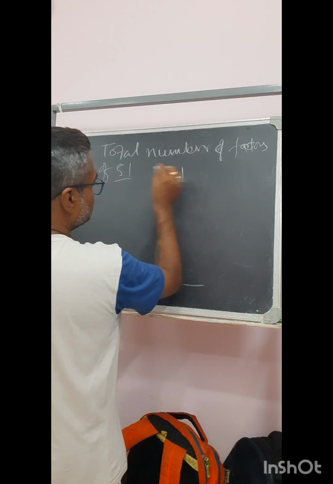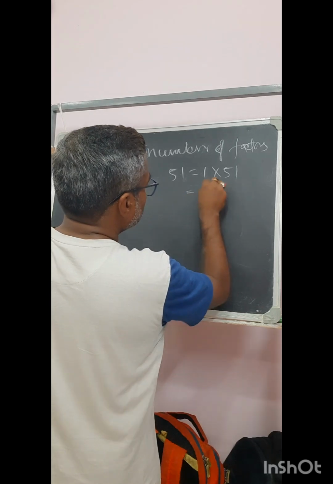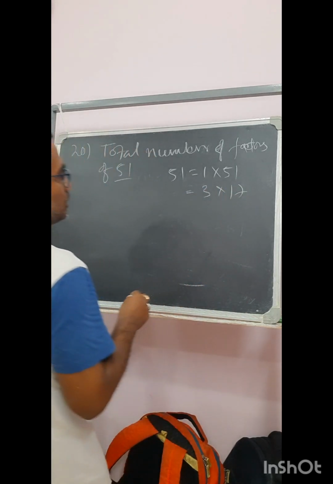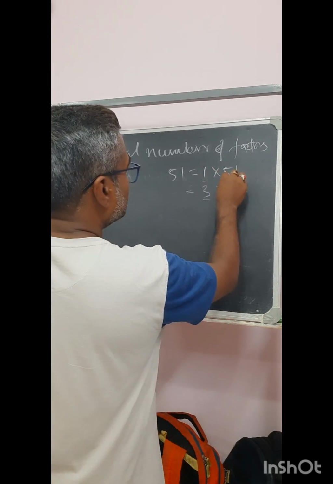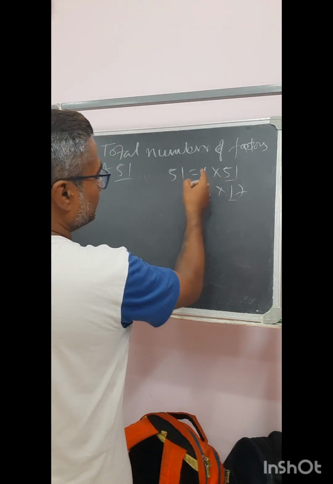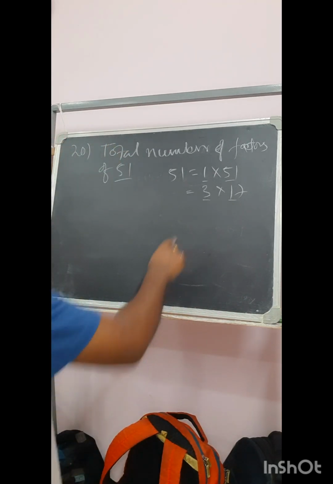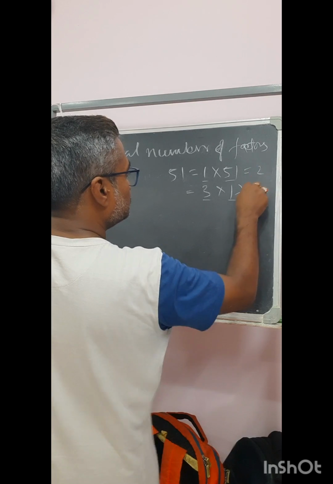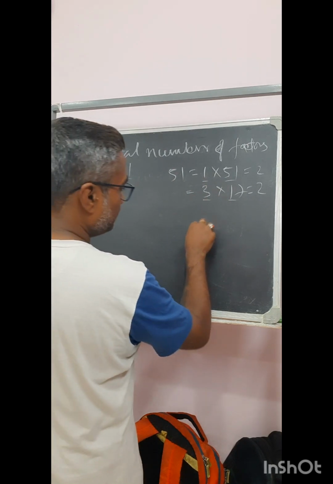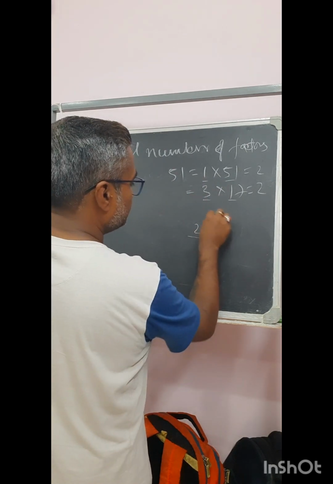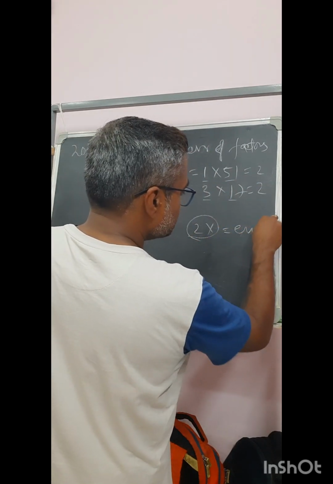So 51, as this is a small number, I can say it has to be 51 into 1, 3 into 17, and there should not be any other combination because these both are prime numbers and these are the number itself, and the 1 is always true for any number. So apart from this, any combination is not possible because these are prime numbers. So the total number of factors here is 2. So you just remember, for any factorization the number of factors must be a multiple of 2 only. Okay, so that means the factors for any number would always be even.